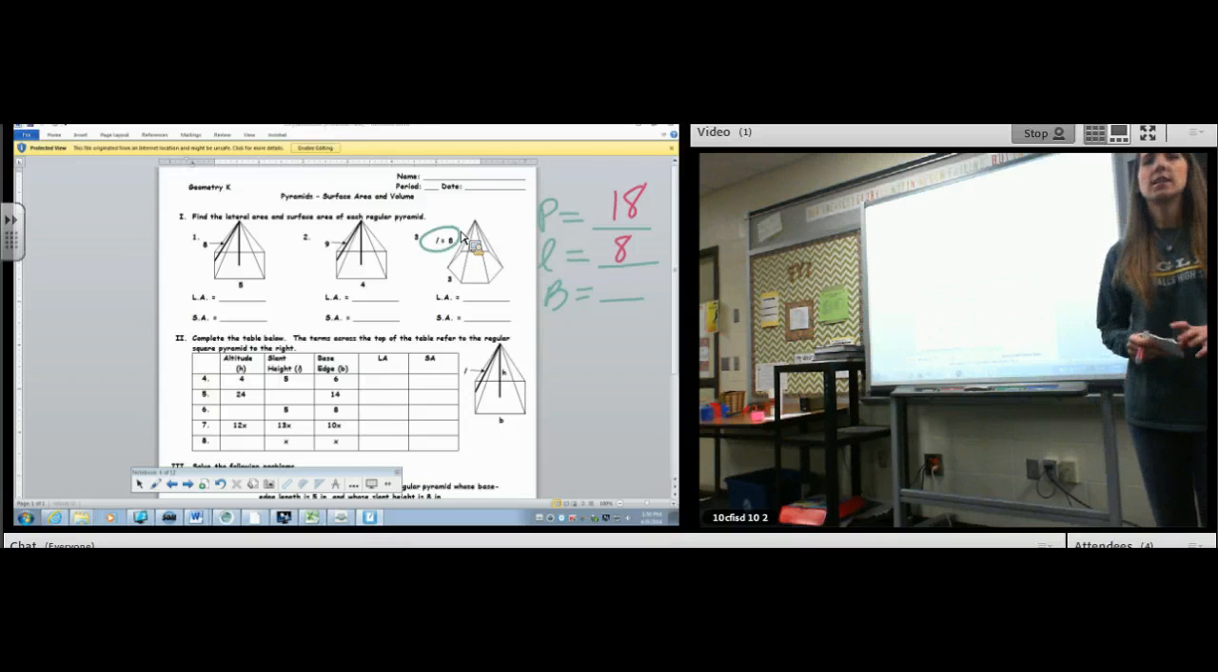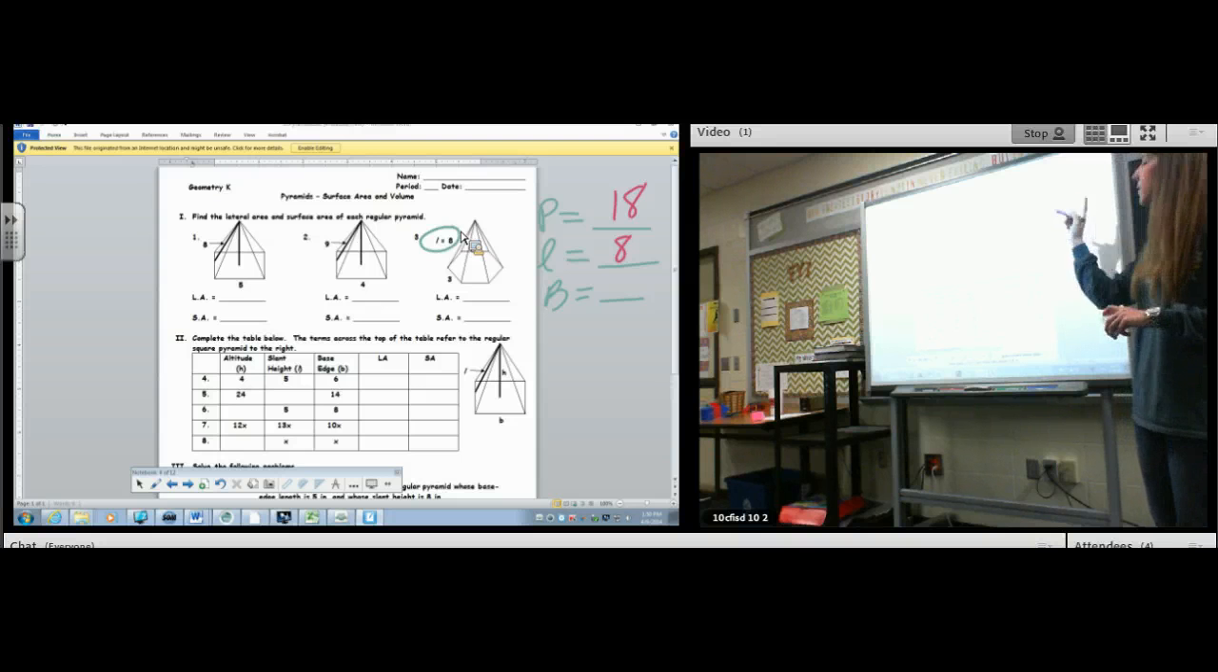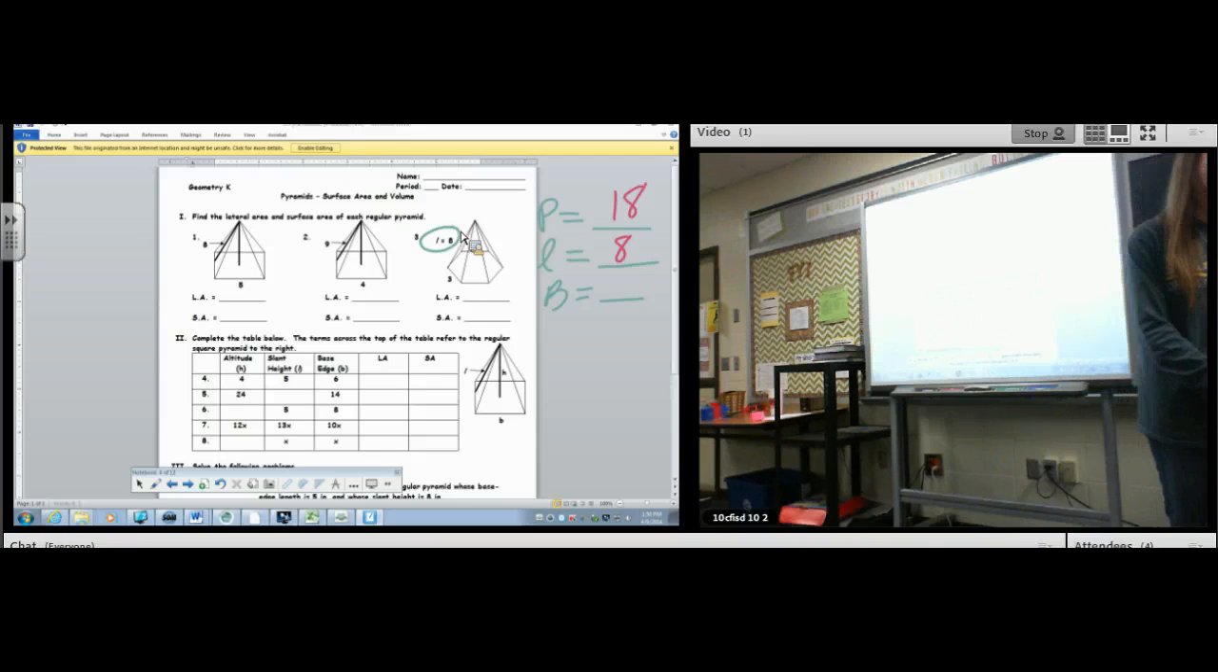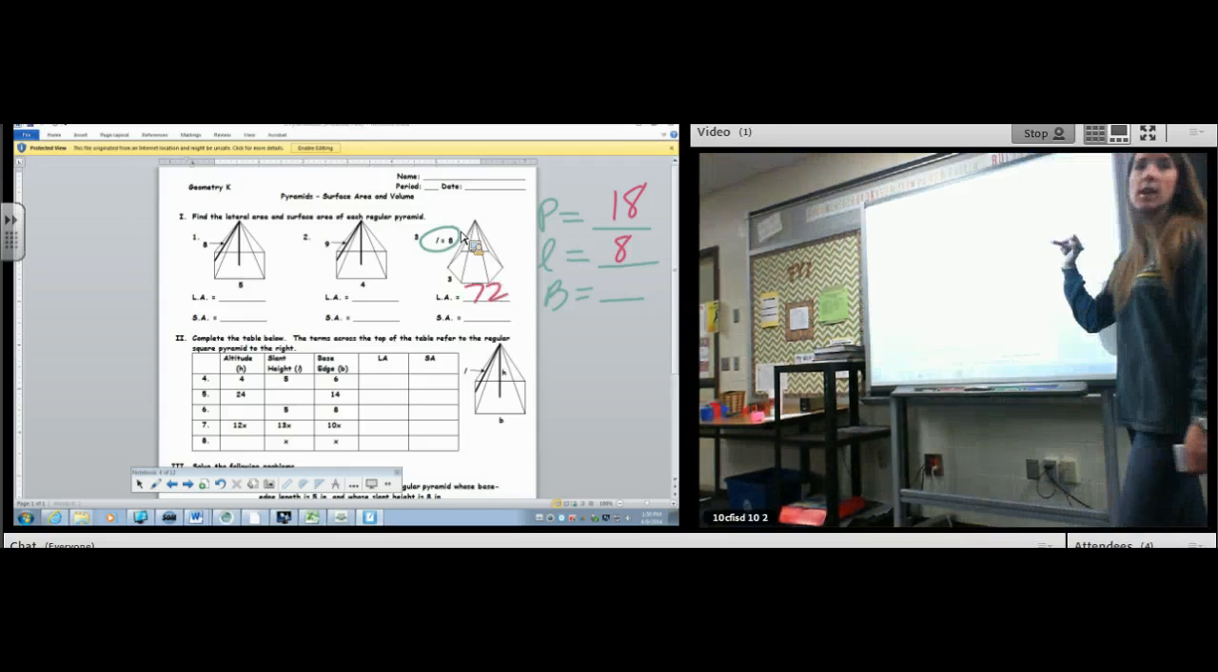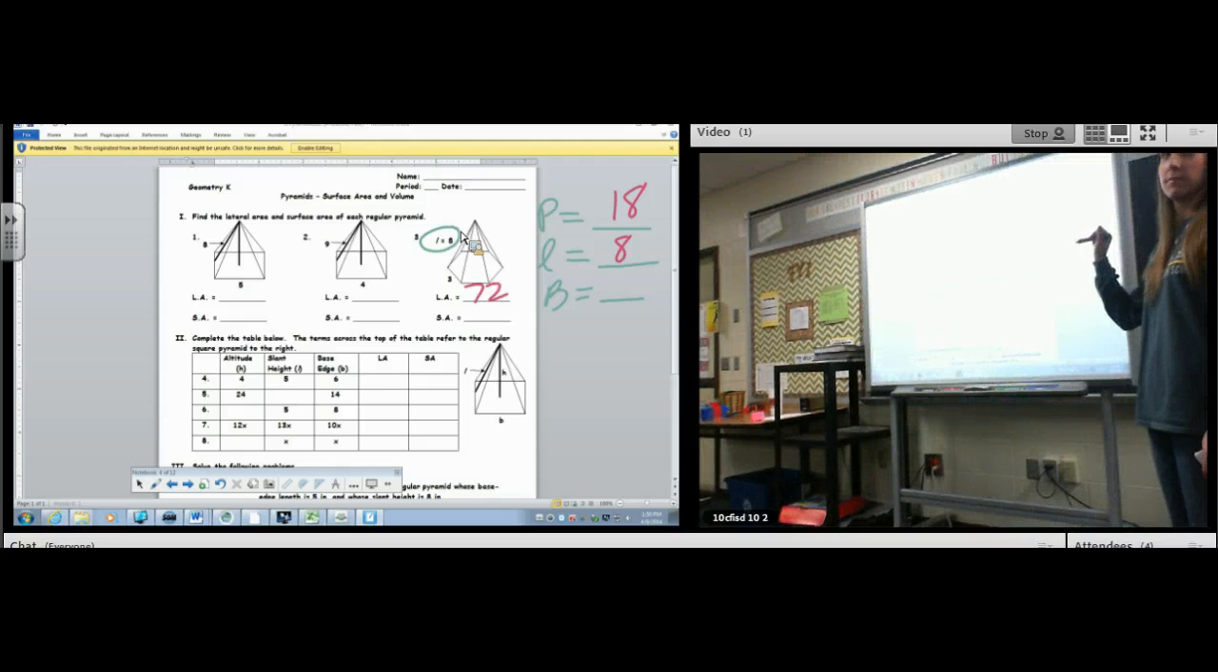How do you find the lateral surface area of a pyramid? 1/2 PL or PL divided by 2. Very good. So 18 times 8 divided by 2. And that's where the 72 came from. Okay? Jenny? Yes? You thought it was a pentagon. That'll do it to you.